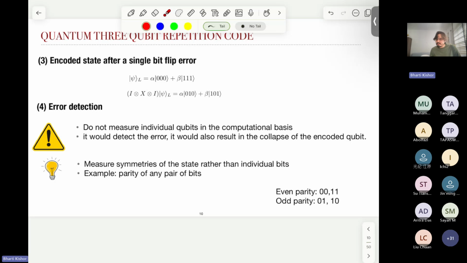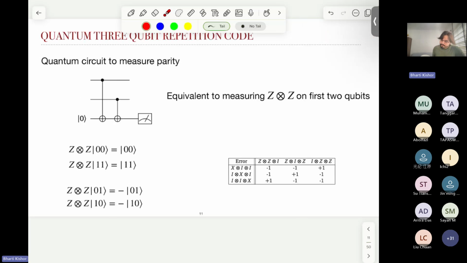So instead, you should measure symmetries of the state rather than individual bits. You can measure, for example, the parity of any pair of bits. If a bit flip occurs, the parity of a certain pair of bits will change. For example, if you are measuring two bits, the bit strings 00 and 11 have even parity, while 01 and 10 have what we call odd parity.